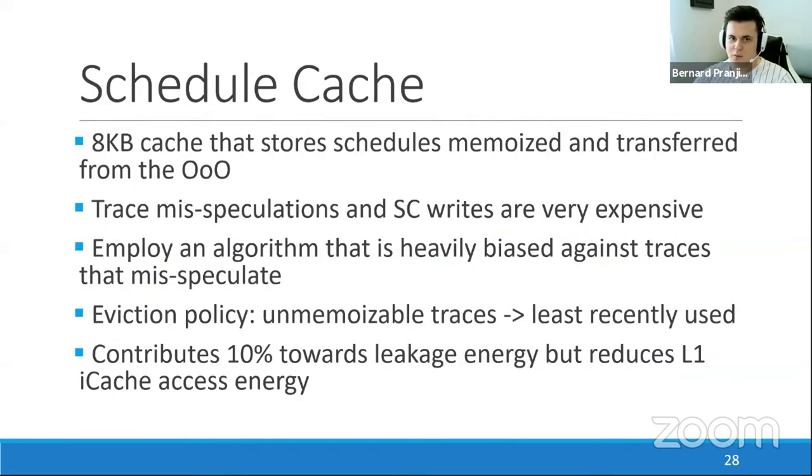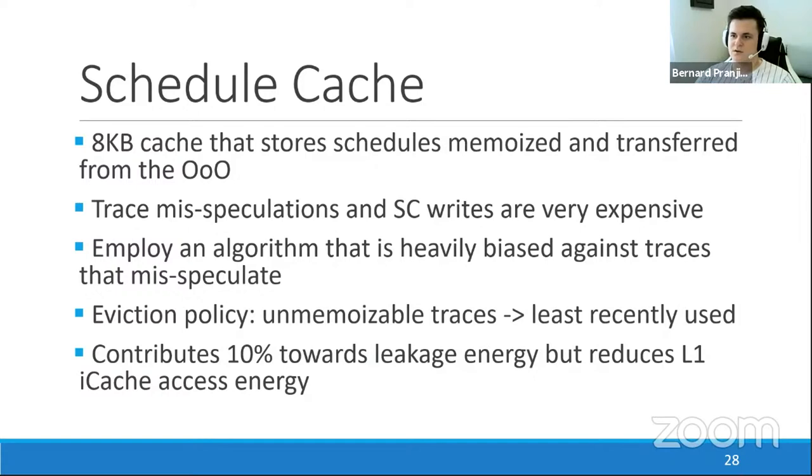Then finally, we have the schedule cache. So this is basically an 8 kilobyte cache. It stores the memoized schedules from the out-of-order core. And here, trace speculations are very expensive because you have to restart the whole operation, and this should be avoided.